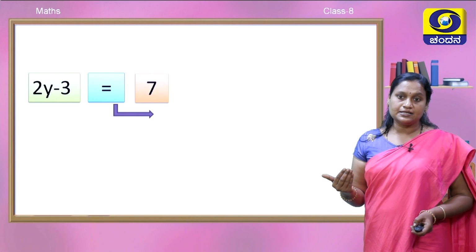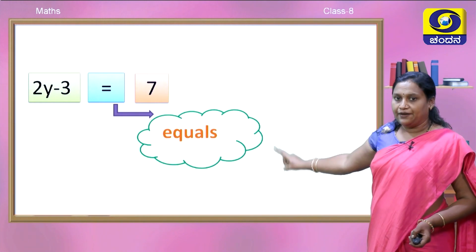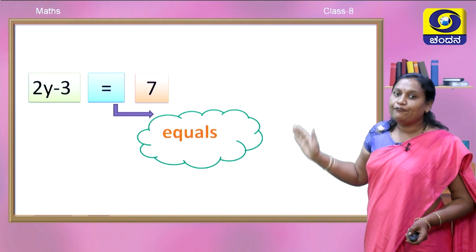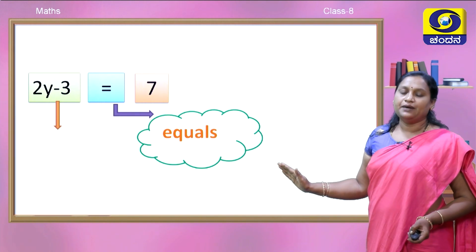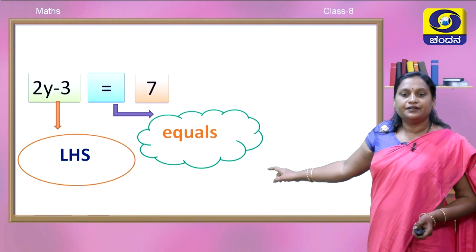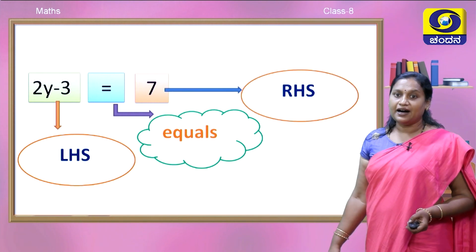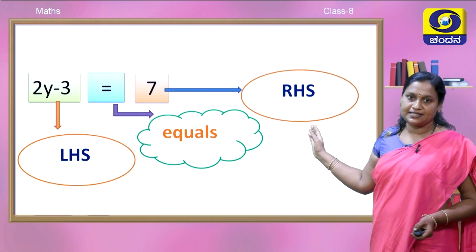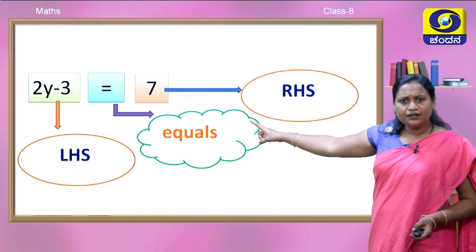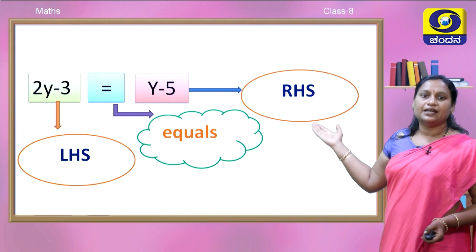We were using this in 6th and 7th also. So let us understand what it is. We have an equal sign. To the left of it, 2y minus 3, is called the left hand side, written as LHS. And to the right of it is the RHS, the right hand side. Should there be a number only? No such rule. You can also have an expression like this.